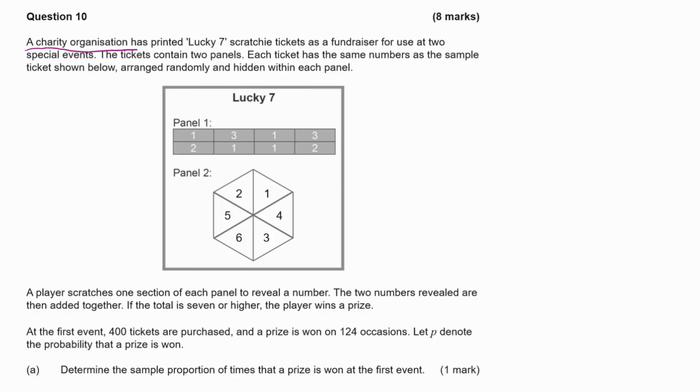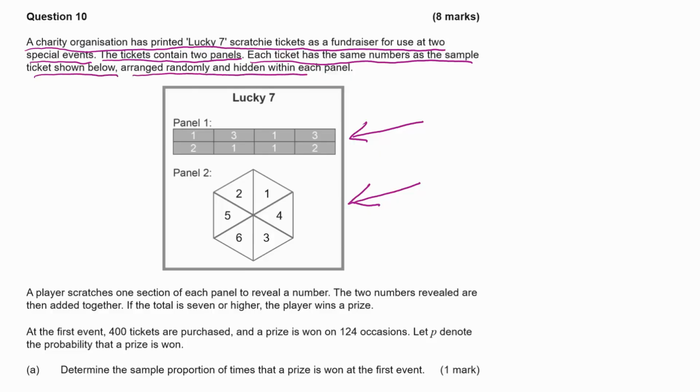A charity organisation has printed Lucky 7 scratchy tickets as a fundraiser for use at 2 special events. The tickets contain 2 panels, as we can see in the diagram below. Each ticket has the same numbers as the sample ticket shown below, arranged randomly and hidden within each panel.